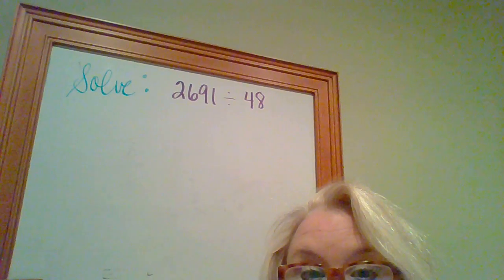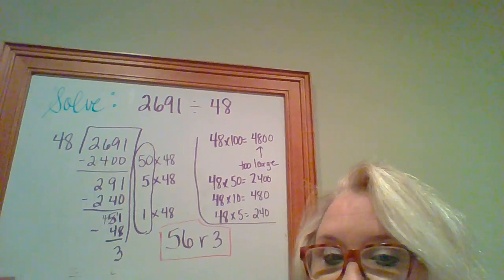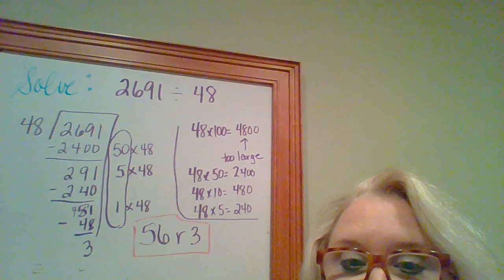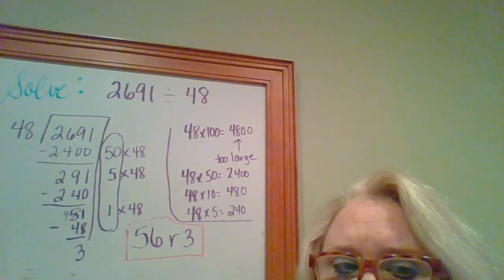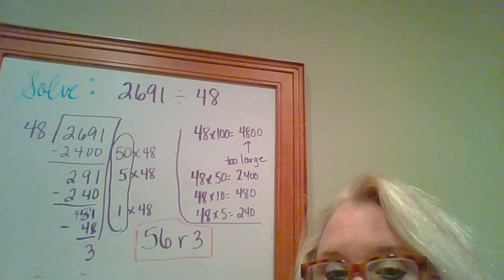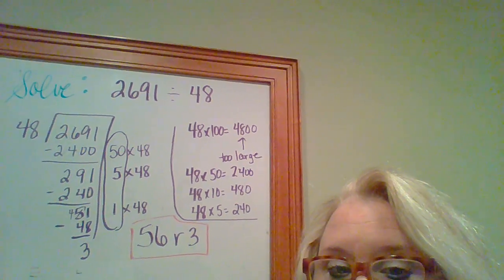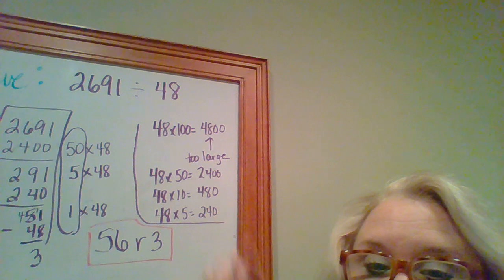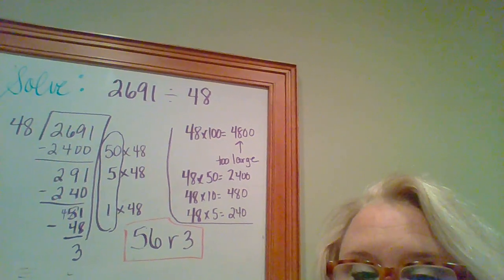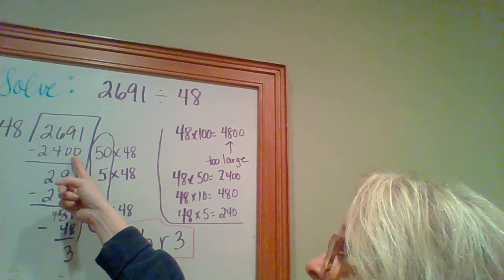Try it. Okay, well, I started with building my multiplication tower, 48 times 100, which equals 4,800. Well, that number is greater than 2,691. So I took it down about half. I halved 100 to get 50. So I did 48 times 50, which equals 2,400. Then I did 48 times 10, which is 480, and 48 times 5. I just kept going down.